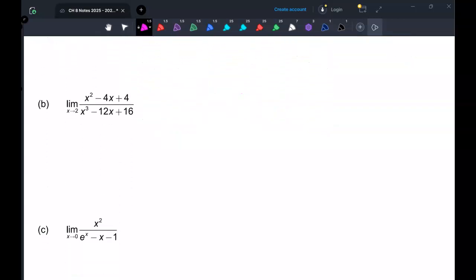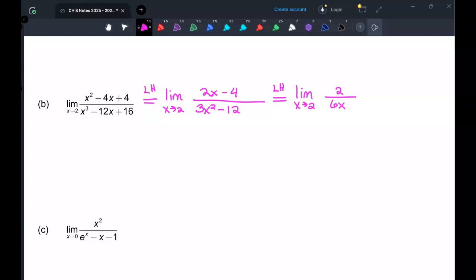Okay, next one. We end up with 0 over 0, so again I'm going to just do L'Hopital's rule. We get 2x minus 4 over 3x squared minus 12. If we plug 2 into the numerator, we get 0. Plug 2 into the denominator, we get 0. Repeat L'Hopital's rule. We get 2 over 6x. Plug in 2, and we get 1/6.